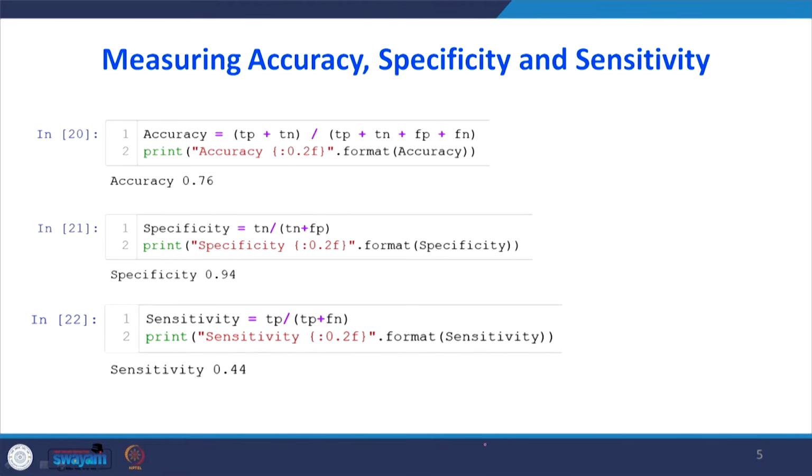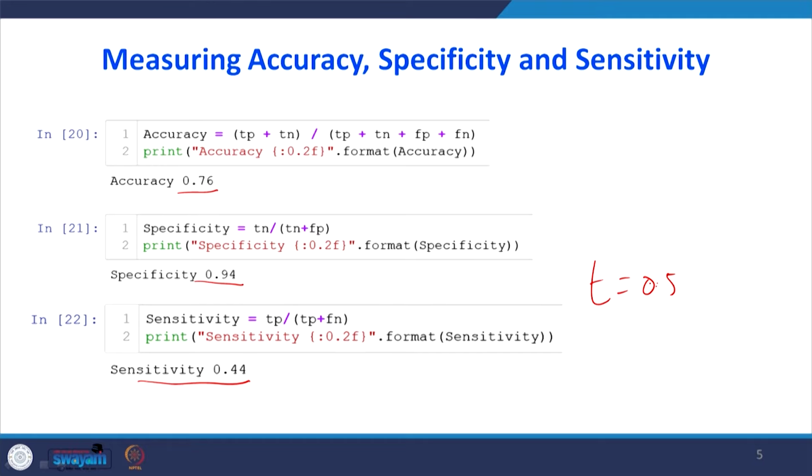First we will check what accuracy is. Accuracy is true positive plus true negative divided by true positive plus true negative plus false positive plus false negative. The accuracy for our problem is 0.76. Then specificity is true negative divided by true negative plus false positive. For our problem it was 0.94. Then sensitivity is true positive divided by true positive plus false negative. For our problem sensitivity is 0.44. We got this specificity and sensitivity by taking the threshold as 0.5, which is our default value.